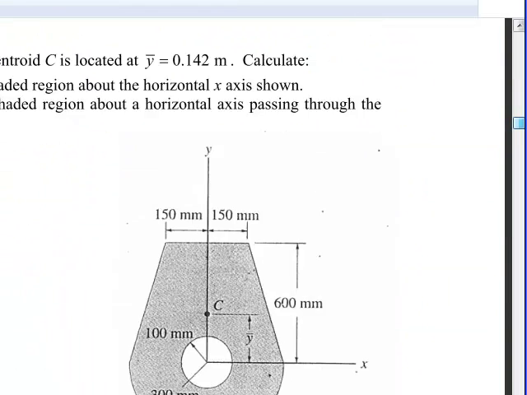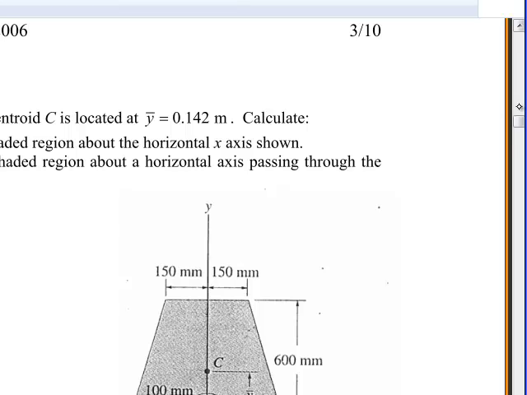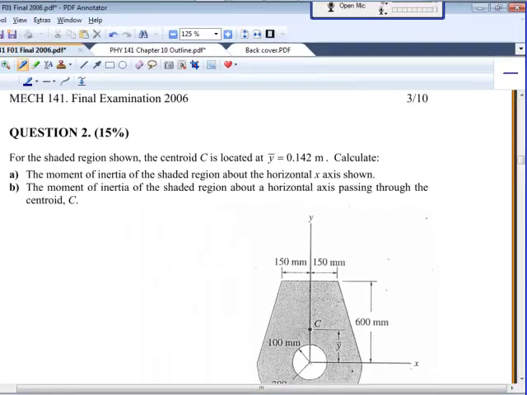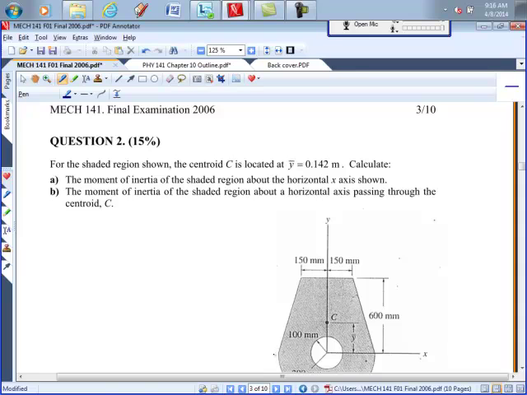All right, so our second question is from the last chapter, right? So it's asking to find the moment of inertia of the shaded region about the horizontal x-axis shown. So the x-axis here goes through the center of the circle. And then second, moment of inertia of the shaded region about a horizontal axis passing through the centroid C, which we need to find first.